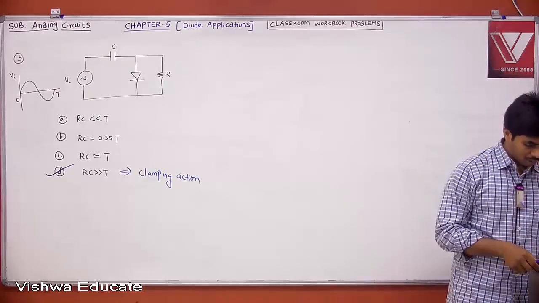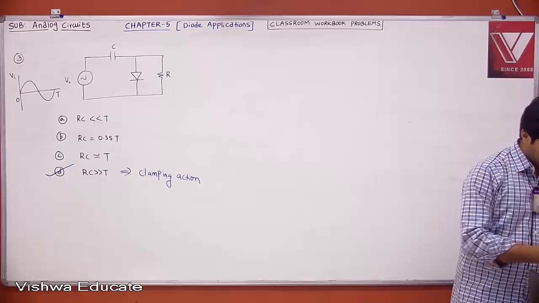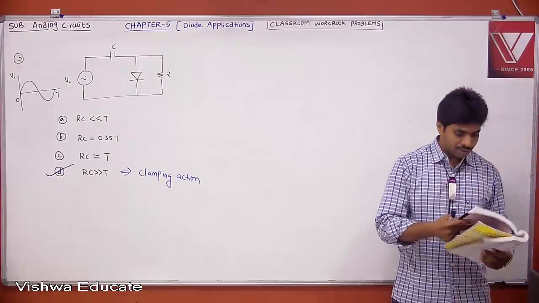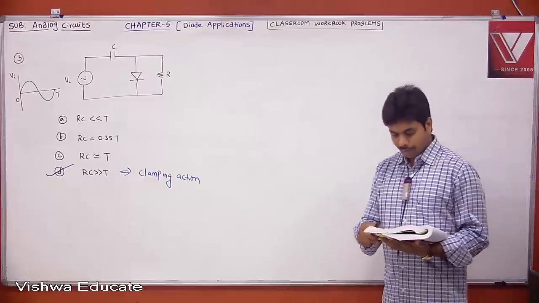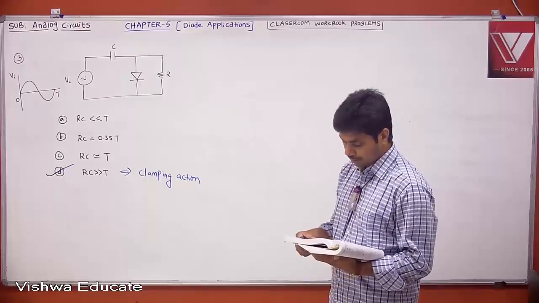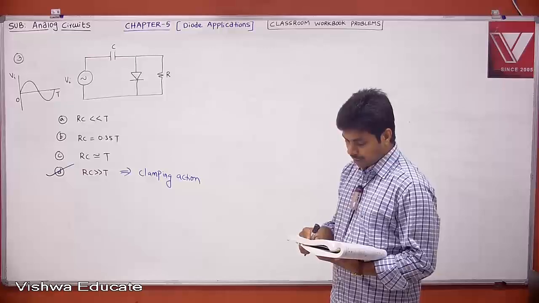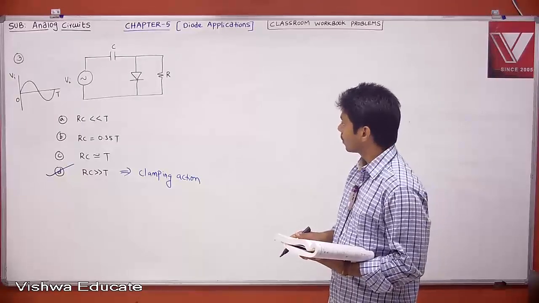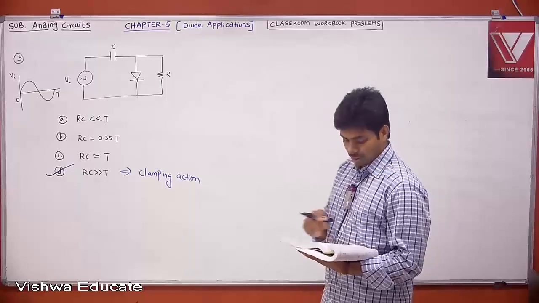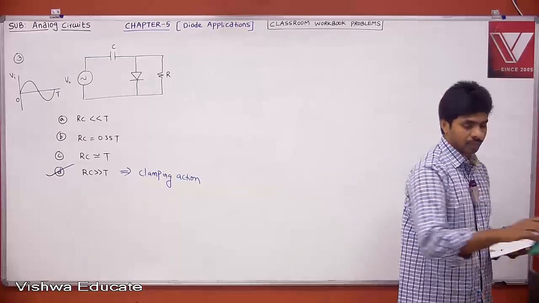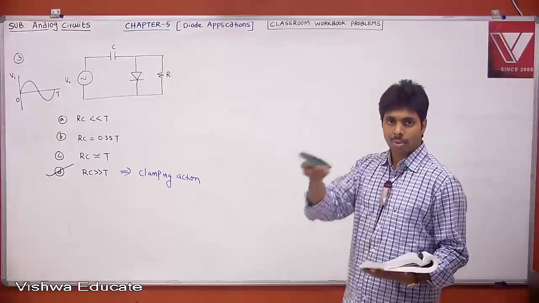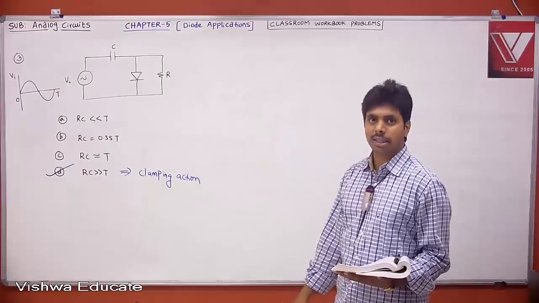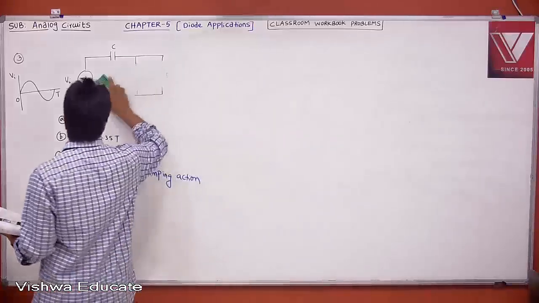Now problem number 4. Two silicon diodes with a forward voltage drop of 0.7 are used in the circuit shown in the figure. The range of input voltage Vi for which output is equal to input. Let me erase this. This is straightforward. Actually, the problem is with you, you need to select the option. For a clamping action, RC should be very much greater than T, which I already told before.